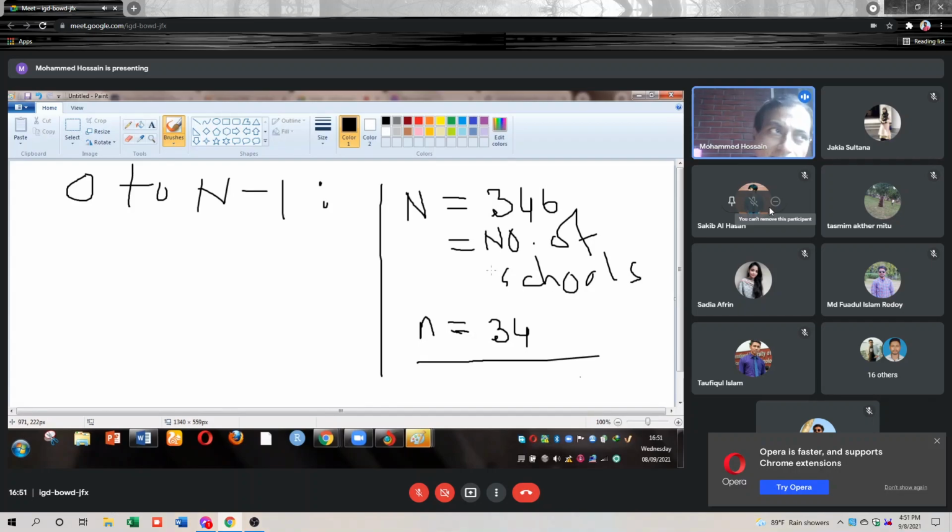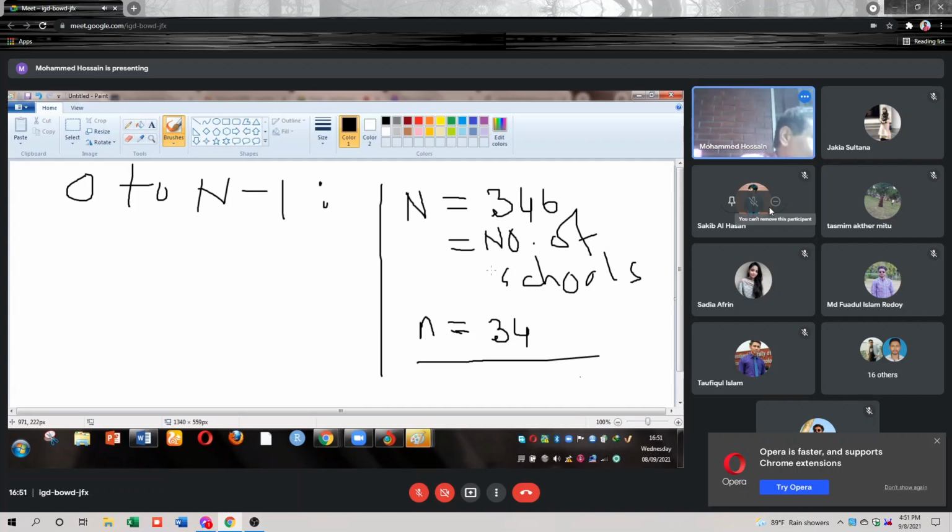Or you want to visit some schools. So how can you visit? If you think the data is homogeneous and you want to apply simple random sampling, then you should randomly select 34 schools out of 346 schools.